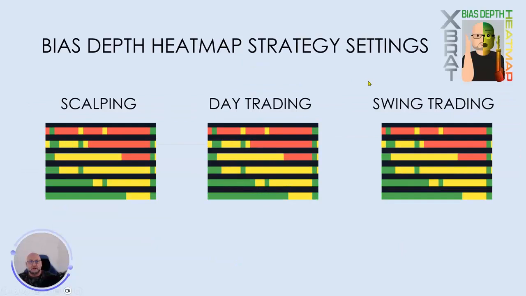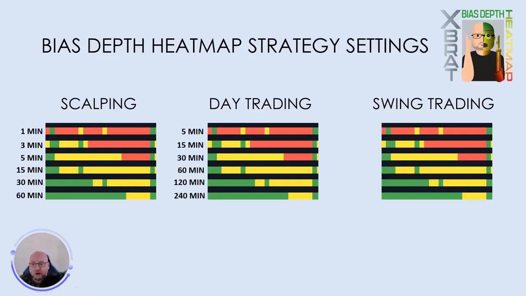So the BIAS Depth Heatmap strategy settings. So we have 3 settings on there, one for scalping, one for day trading, and one for swing trading. So the scalping, we're looking at 1, 3, 5, 15, 30, and 60. Day trading, we're looking at 5, 15, 30, 60, 120, 240. And then swing trading, we're going 60 through to monthly. And again, these are specific and it looks at those time frames and tells you where the bias is.